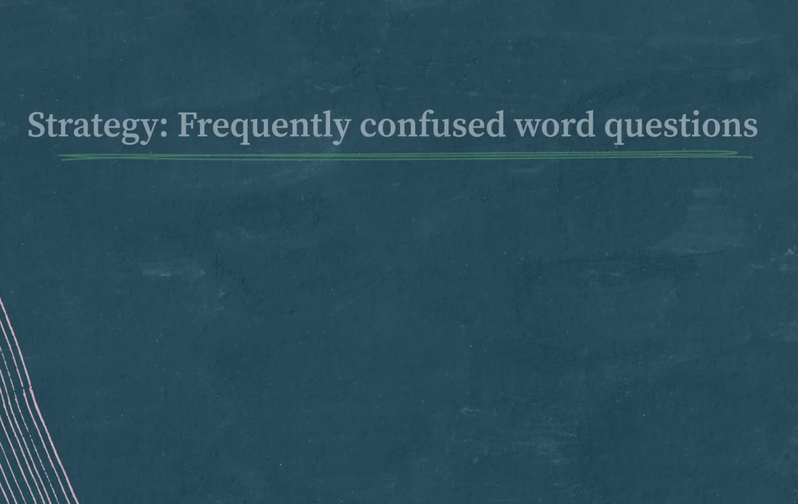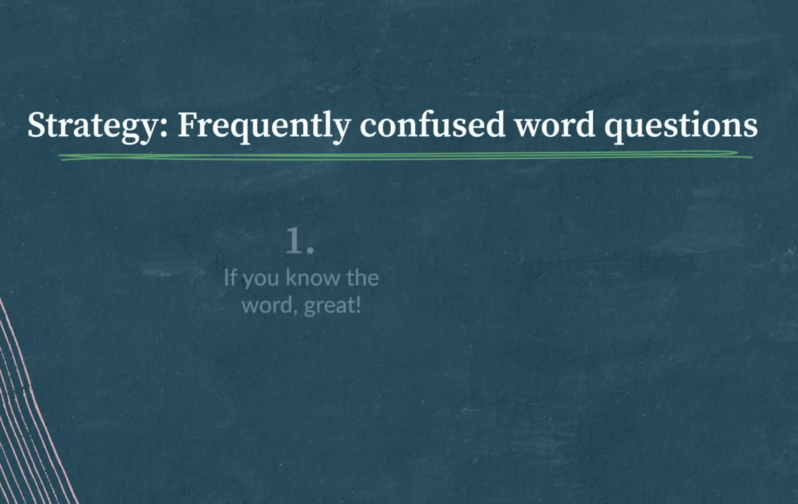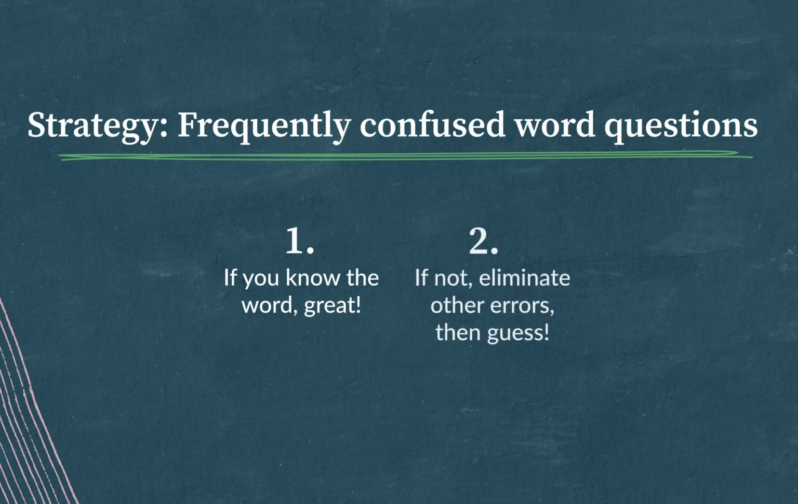So our strategy. If you notice you're looking at a frequently confused word question, if you know the correct word for the context, great! Congratulations! Use your knowledge to eliminate the wrong choices and select the answer. But if you don't know which word to choose, then eliminate choices that contain other errors so that you can narrow down the options and then make your best guess.